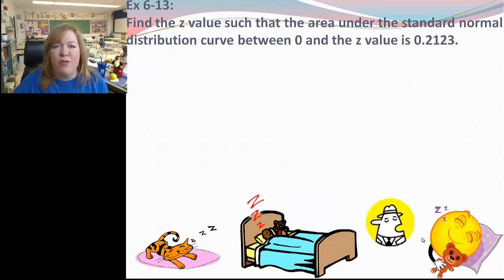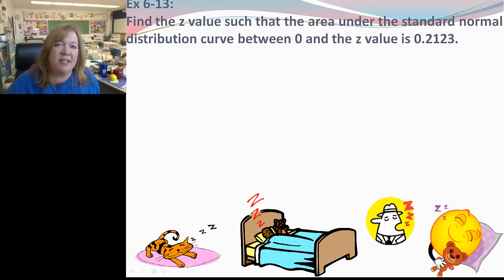All right, we have one more problem to get through. This is a backwards one. You know, in math, they always want you to learn something going forwards and then going backwards. So this time, they give you the area, and they want us to find the z-score. So here's the way the question is worded. Find the z-value such that the area on the standardized normal distribution curve between 0 and this z is 0.2123.